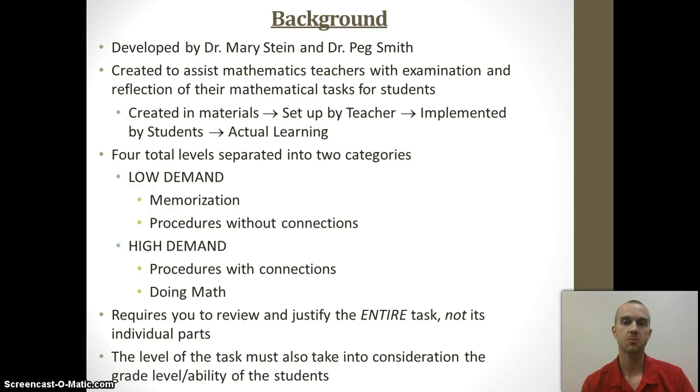When we look at a task and we reflect on what level of cognitive demand the task is, we're looking at the entire task, not just individual parts. And we want to look at how much cognitive demand is required to complete the entire task. Also, when we think about it, we have to take into consideration what the grade levels and the ability of the students are that we are working with. So a task that may be at a high level for one grade or for one set of students may be a relatively low demand task for another set of students due to their own experiences or their mathematical abilities.